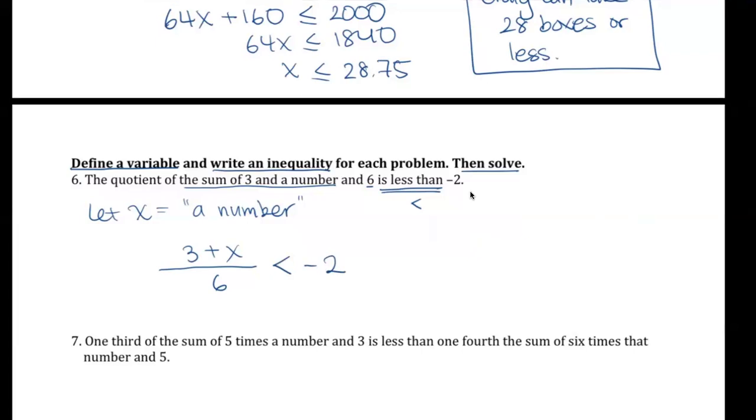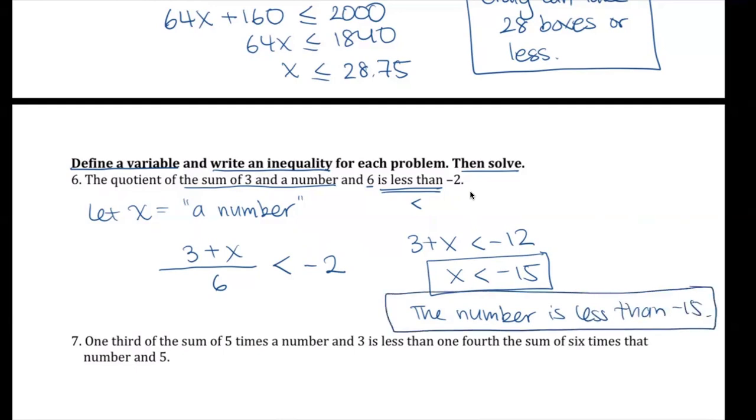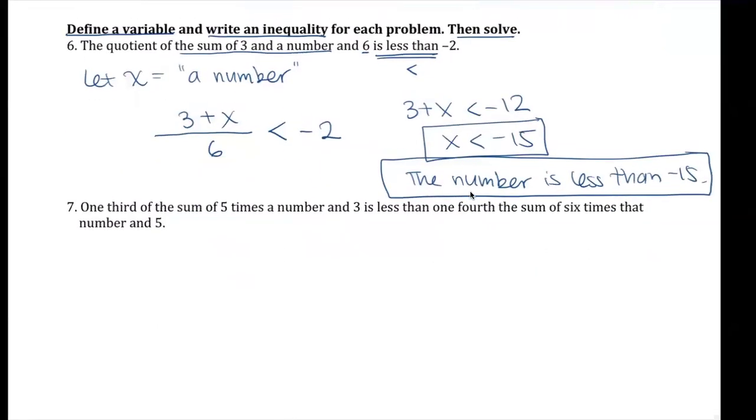I'm going to multiply both sides by 6, and that gets me here. Subtract 3, and that gets me here. So I solved the inequality. So I'm going to say the number is less than -15. And rule of thumb, if it's a word problem, typically you want to answer in words.